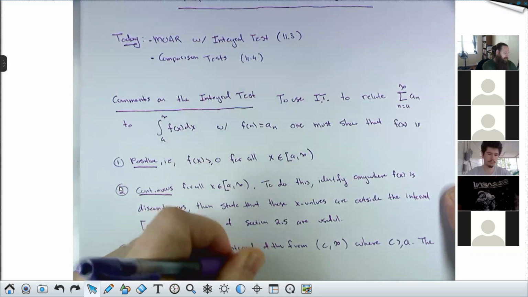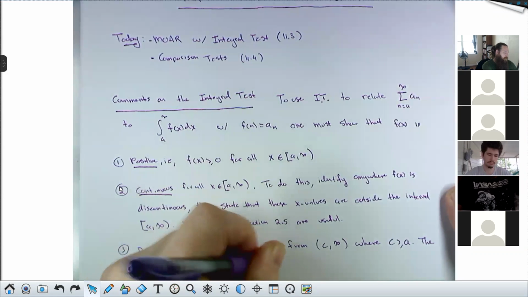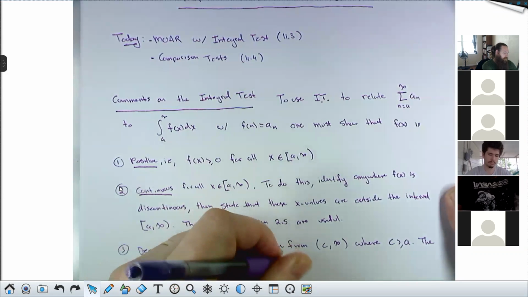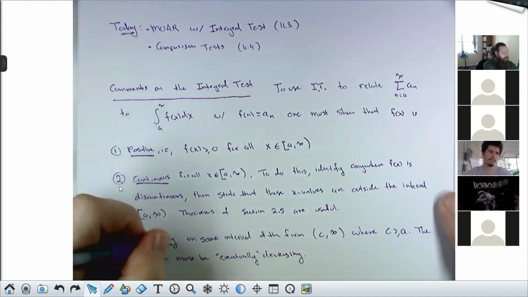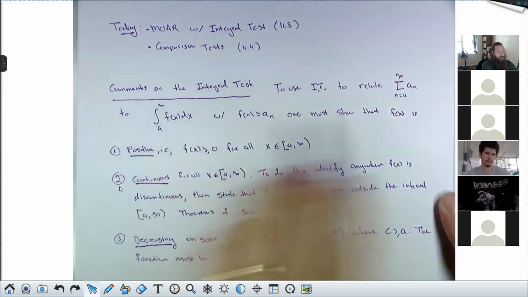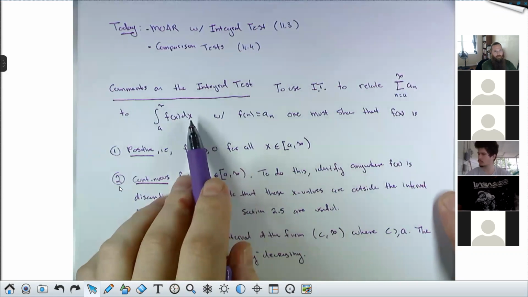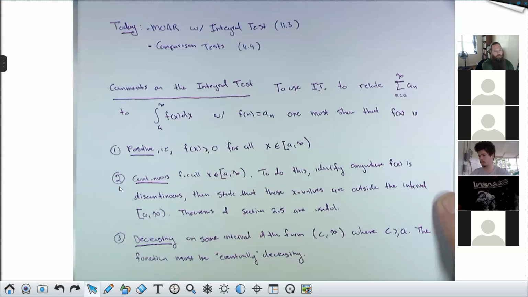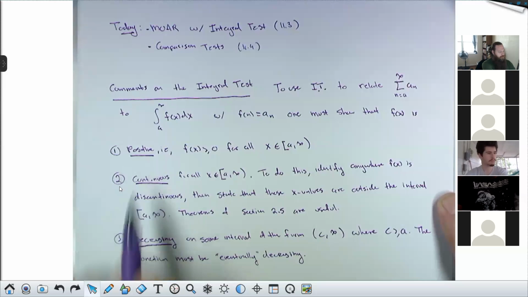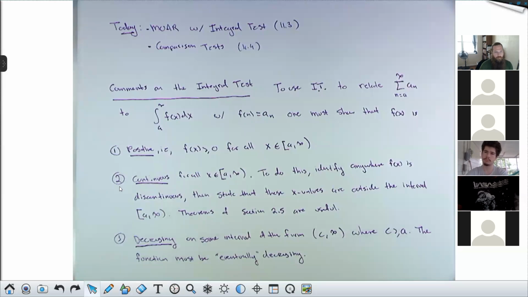Can I ask a question? Sure. These all have to be true, right? We can't just pick and choose one. Correct. All 3 must be true in order for the series and the integral to share convergence, which is what we want when we use the integral test. So if your function isn't positive, but it is decreasing and continuous, then the integral test doesn't work. If your function is positive and continuous, but it isn't decreasing, the integral test doesn't work. So yeah, we need to verify all 3 of these things.